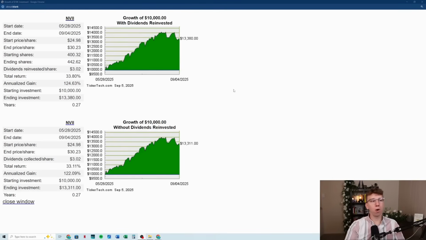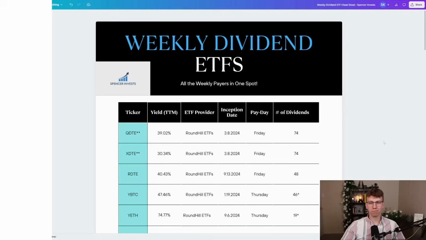I also already have some NVDW if I do go with WPay, which I didn't. I went with HOOW. Don't get mad at me. But if I was to go with WPay, that also would hold NVDW, so I don't want to overlap double, even though I'm overlapping a lot with NVIDIA, but I'm long on NVIDIA, so I'm okay with it.